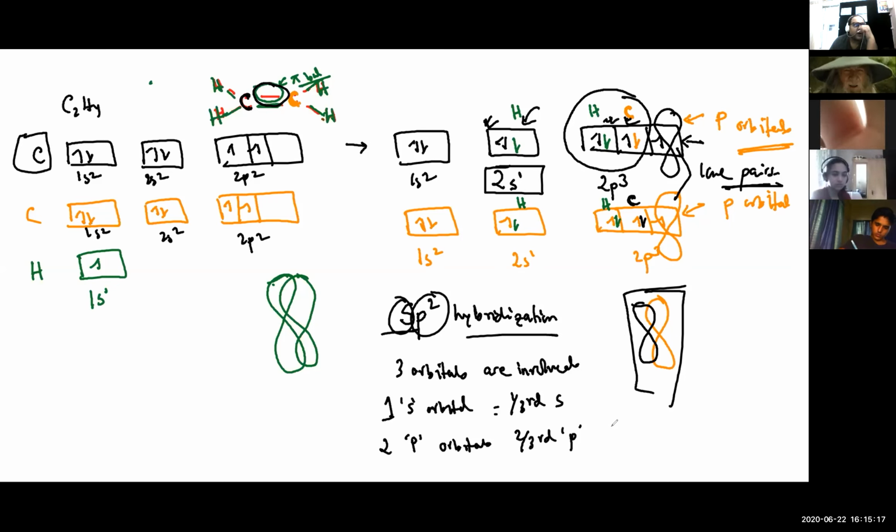So what percentage of s character would be there in sp2 hybridization? 33%. And p? 66 or 67%. Have you understood hybridization?